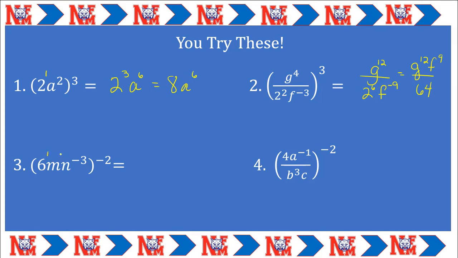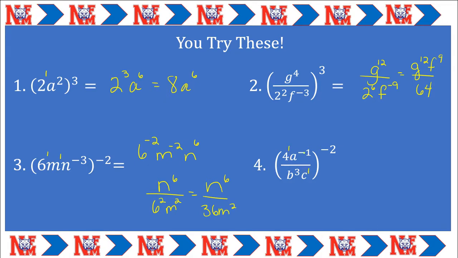In my third problem, I'm going to add in my understood 1 exponents. I have 6 to the negative 2, m to the negative 2, and n to the positive 6. So the 6 and the m factors need to be moved to the denominator. So n to the 6 stays in the numerator. We have 6 squared times m squared. And then if we evaluate, we get 36 times m squared.